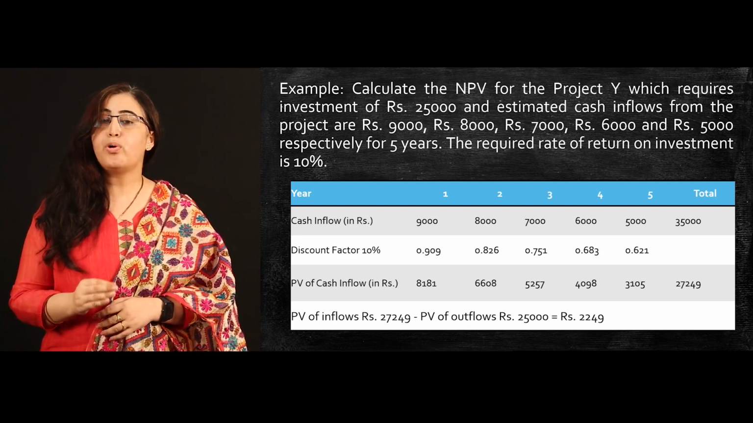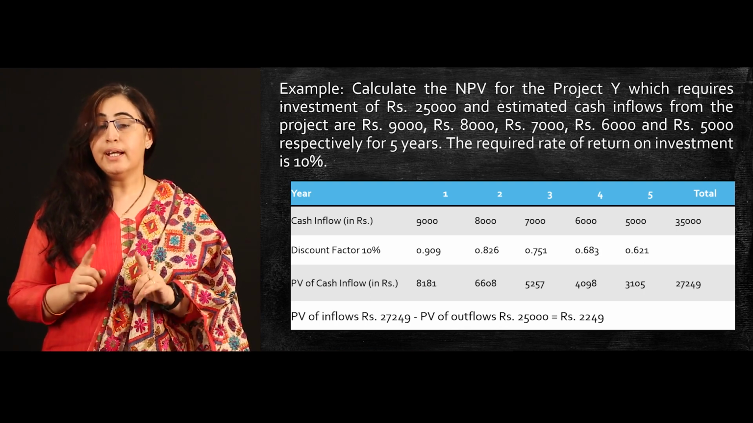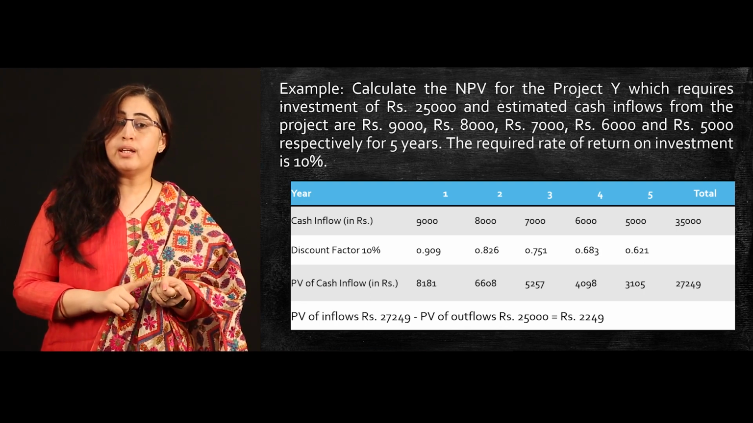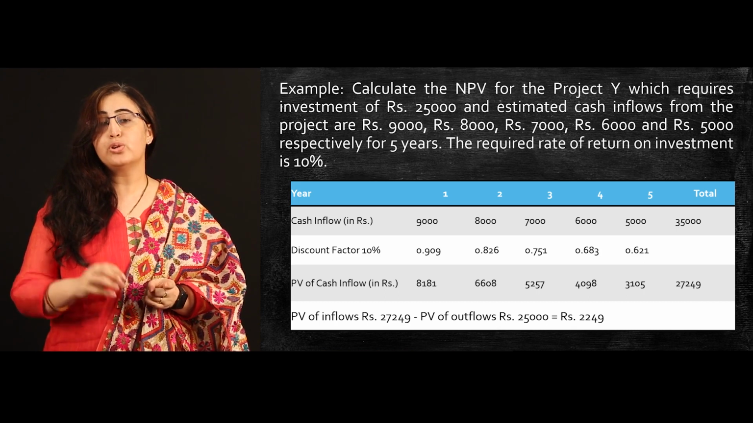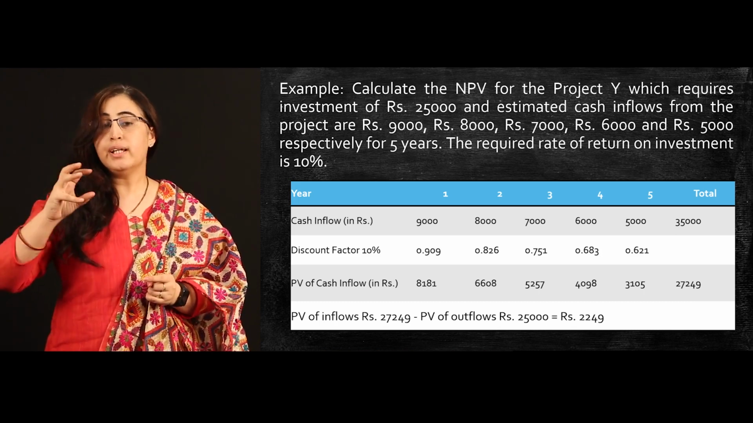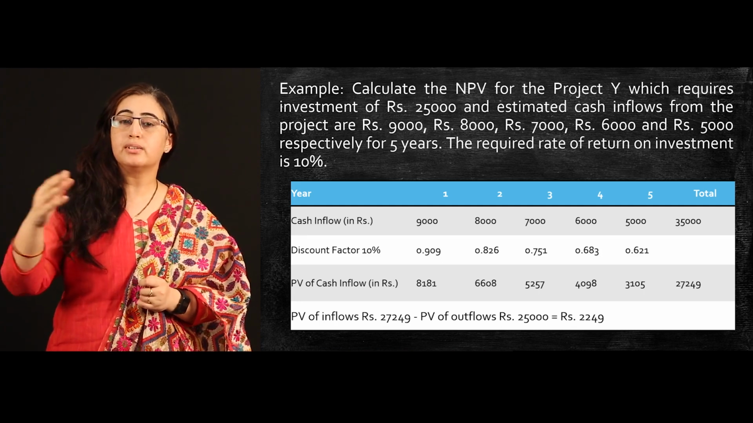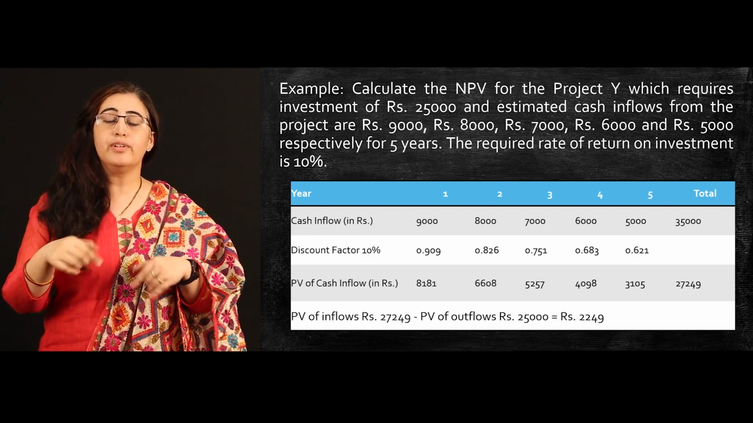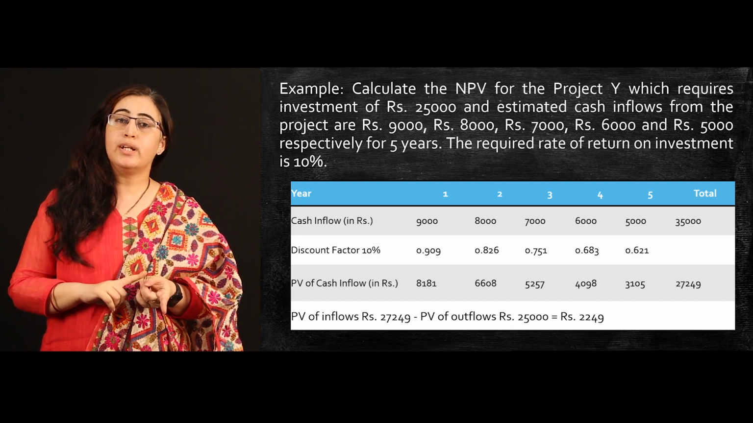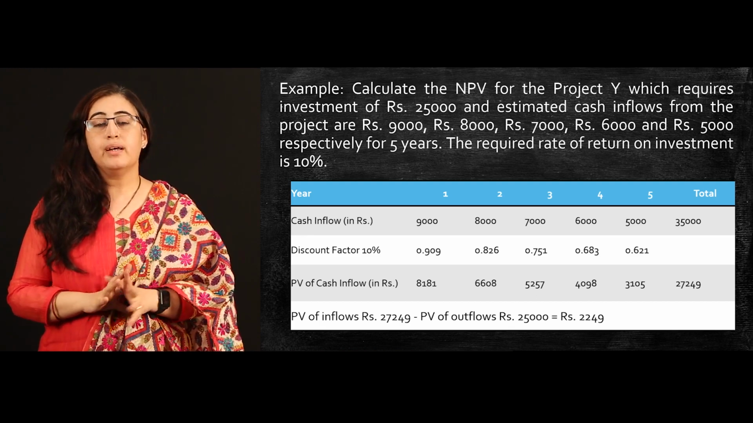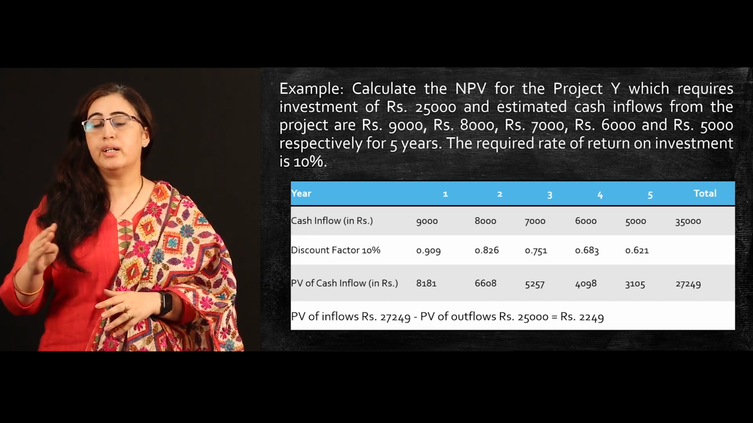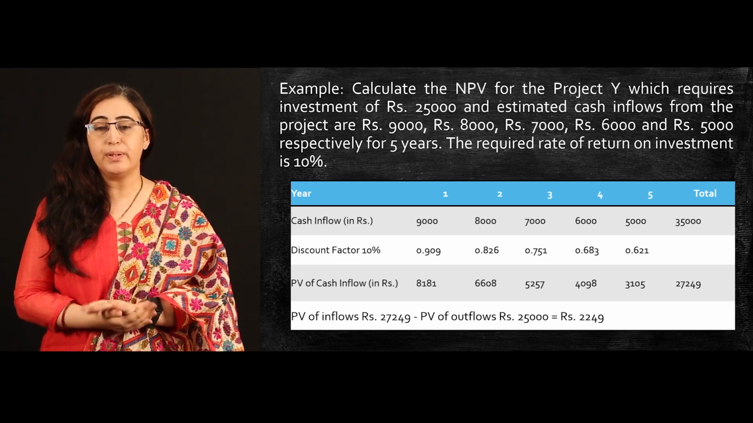So this is your positive NPV. It would be zero NPV if your PV of inflows is 25,000. So in circumstances where you get a PV of 25,000 minus outflow again 25,000, it will be zero. So that is your zero NPV condition. But here it is your positive NPV condition by 2249 rupees.